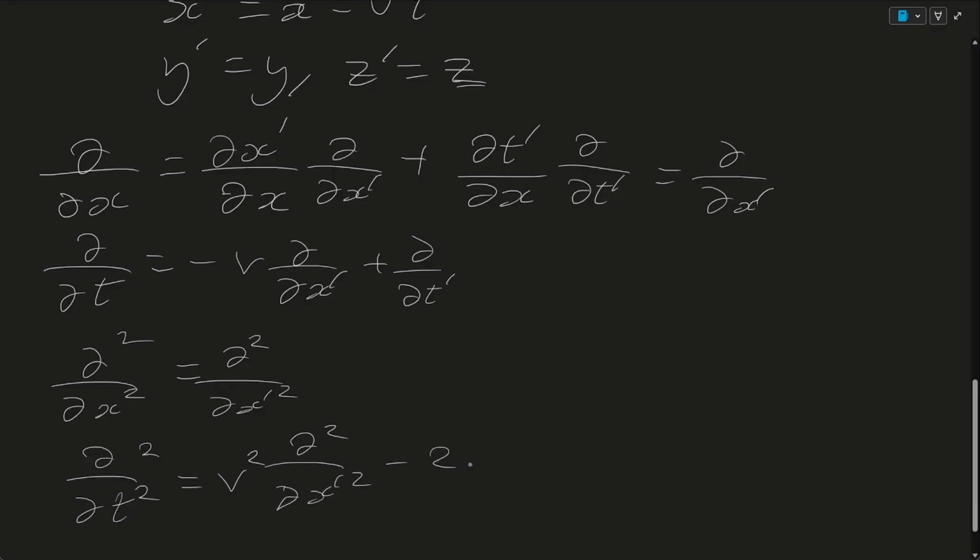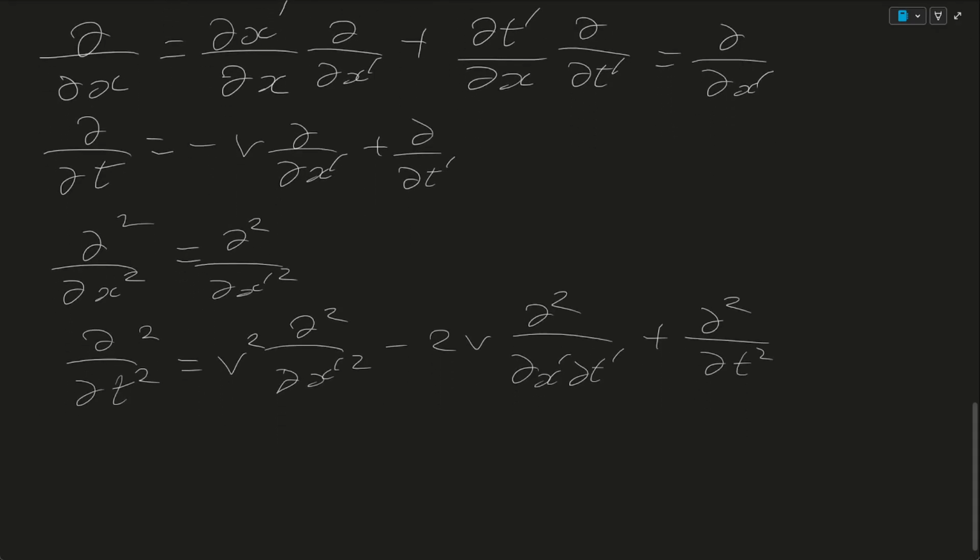Squared minus 2v d squared over dx dash dt dash plus... this is just partial differential equations. (a plus b) all squared is a squared plus 2ab plus b squared.